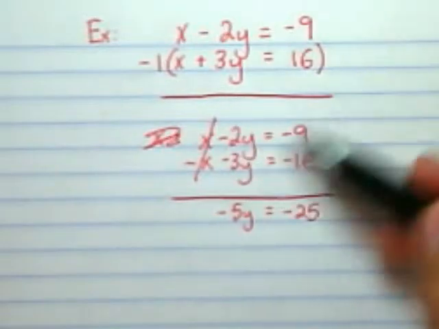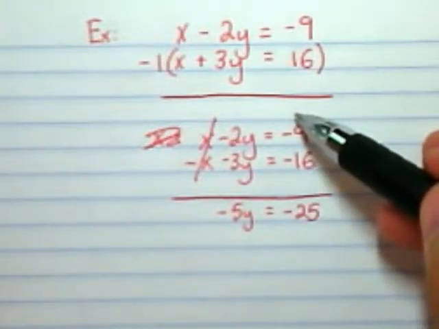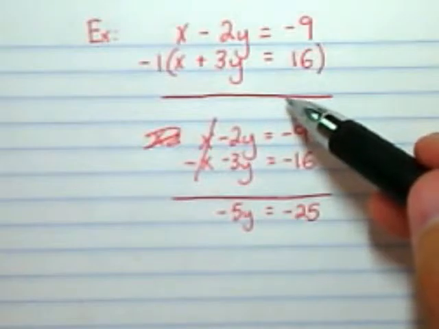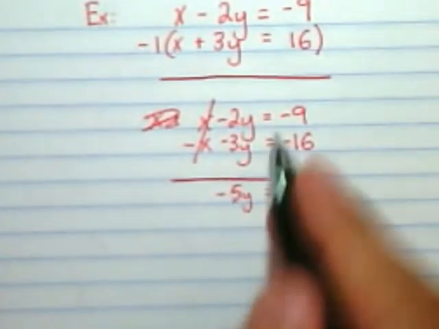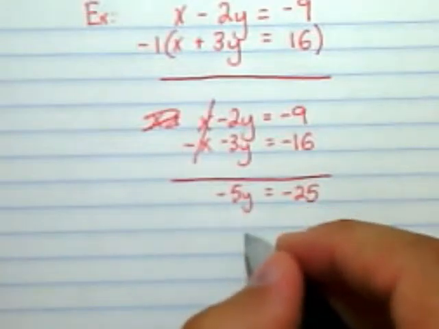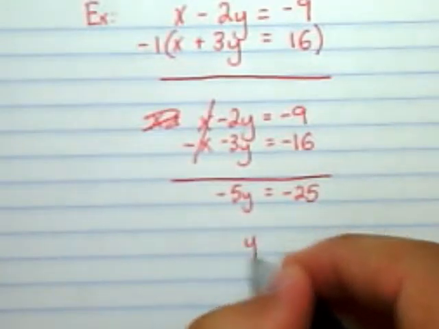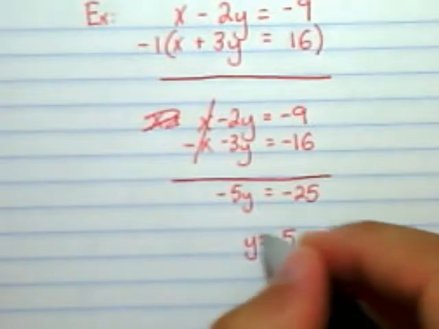This process right there, that is tricky for people to see, so make sure you take a good look at it. And we'll do another example later, but let me go ahead and finish this problem out. So negative 5, so we're going to divide both sides by negative 5, and we're going to get y equals a positive 5.